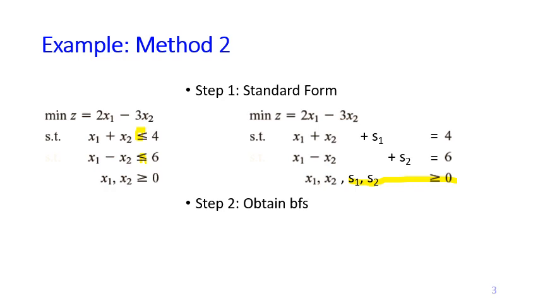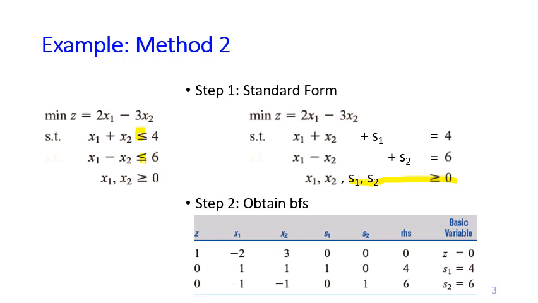And then the second step is we try to obtain the BFS from the standard form. If we write down the standard form in the form of the table, you can see that we already have the BFS. The BFS here has S1, S2 as the basic variables because they have the canonical form here. And then X1 and X2 are non-basic variables. So we have a BFS from the standard form.